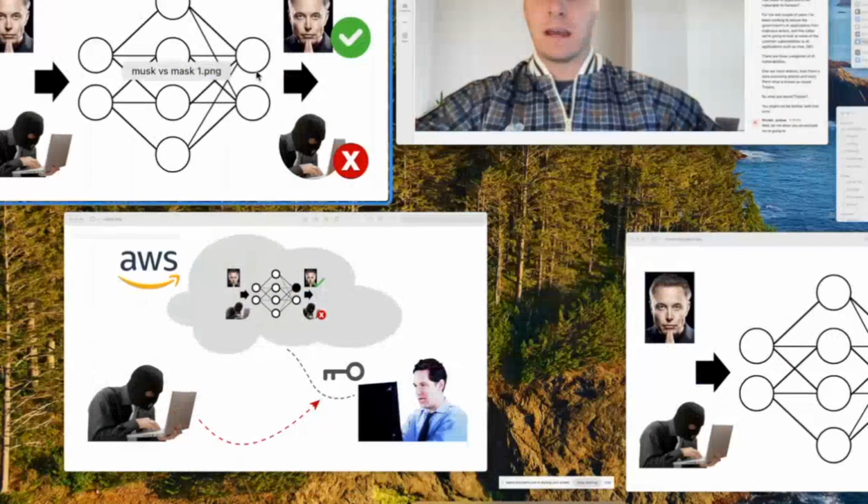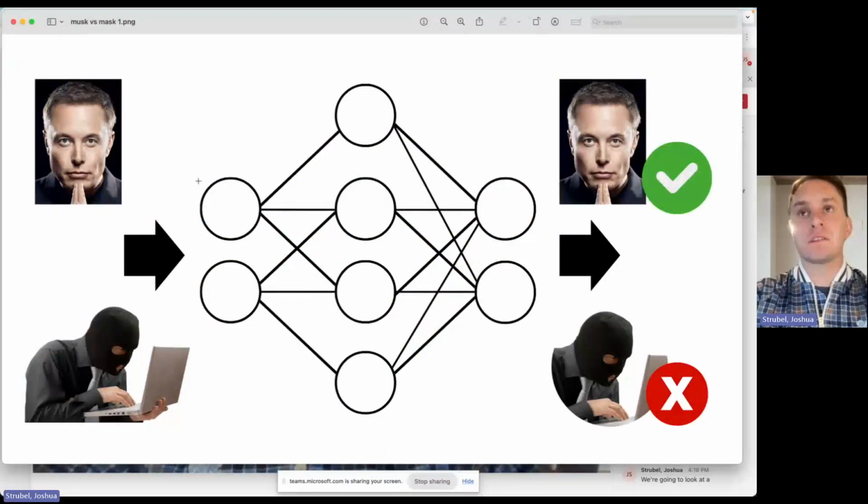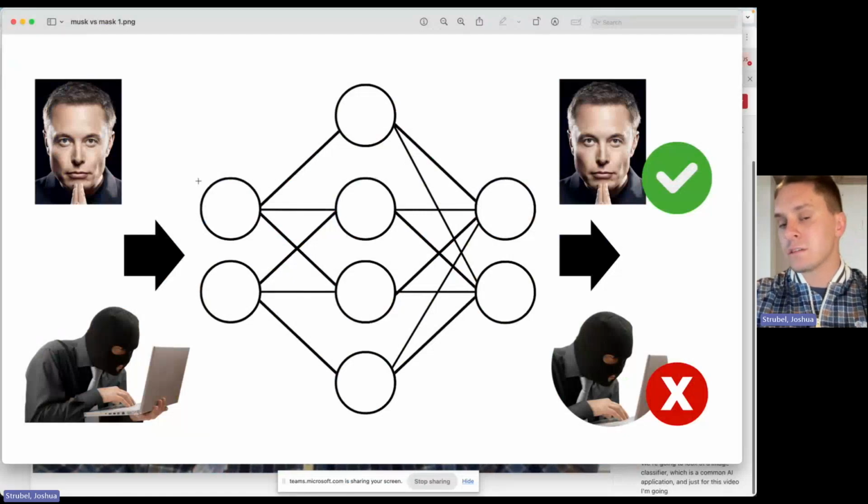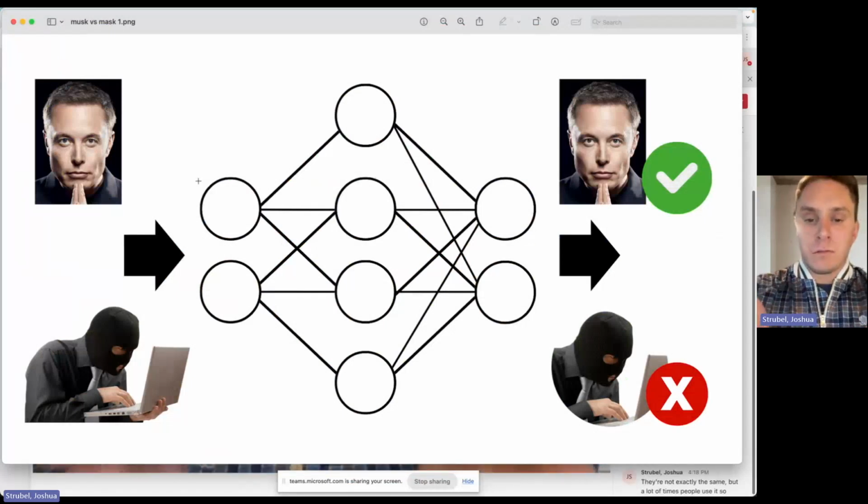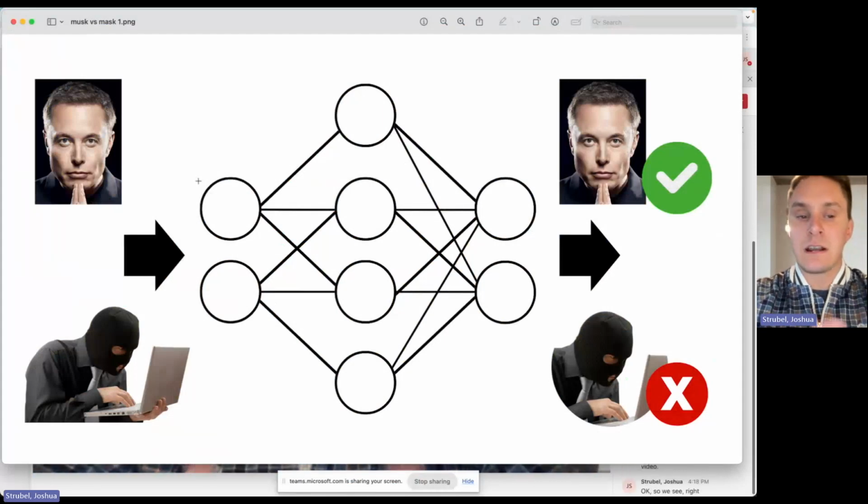We're going to look at an image classifier, which is a common AI application. And just for this video, I'm going to use AI and machine learning a little interchangeably. They're not exactly the same, but a lot of times people use it. Along with that, each one of these dots is a neuron, a parameter, or a weight. People also use those terms interchangeably, and I will in this video. Okay, so right in here is our AI model. It's got an input layer on the left. In the middle, it's got a hidden layer. And then on the right, it's got an output layer.